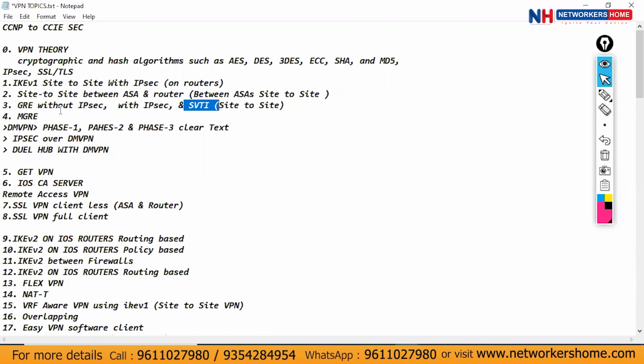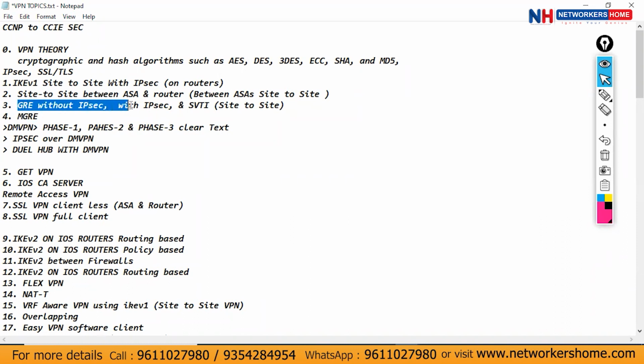So three deployments are there. I have included them as a single VPN over here. That's why I'm telling you, we'll learn more than 22 types of VPNs. Here I have included it as a single number. After that, once you learn about GRE, then the concept comes for MGRE.